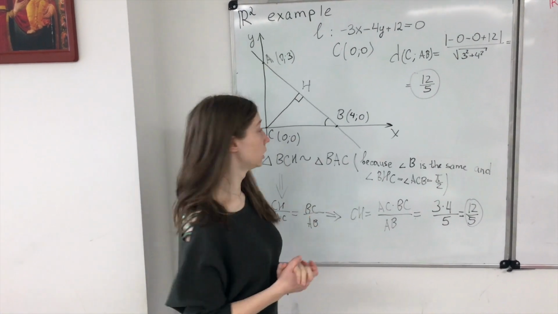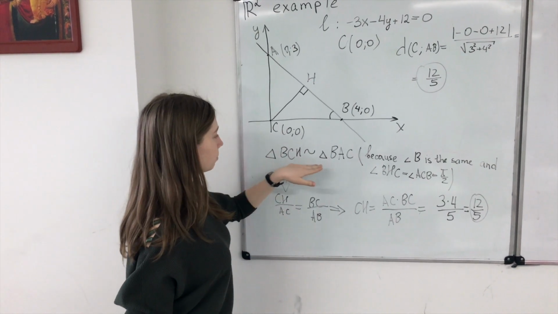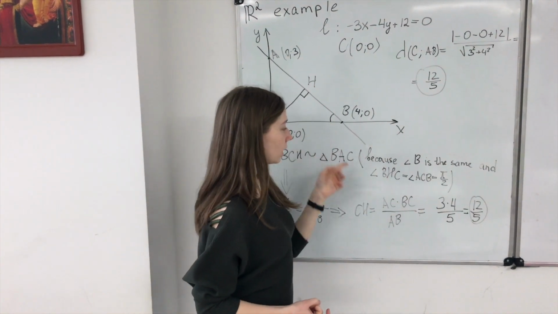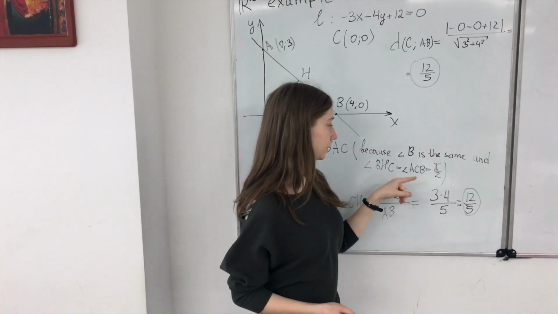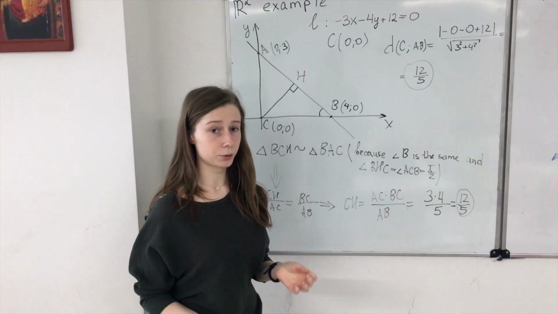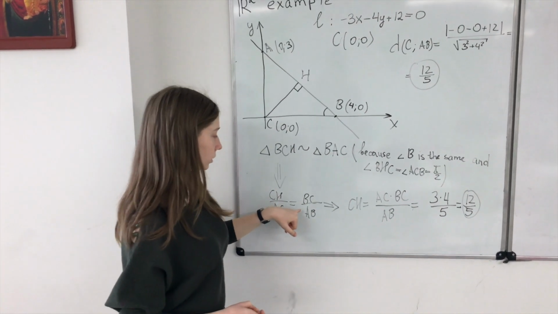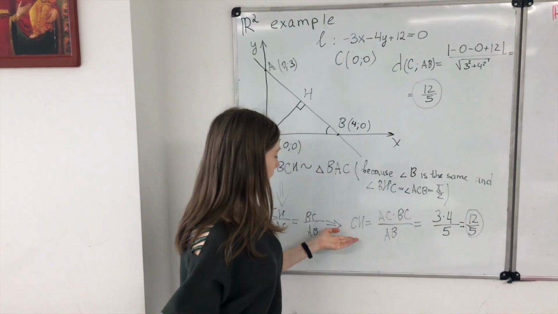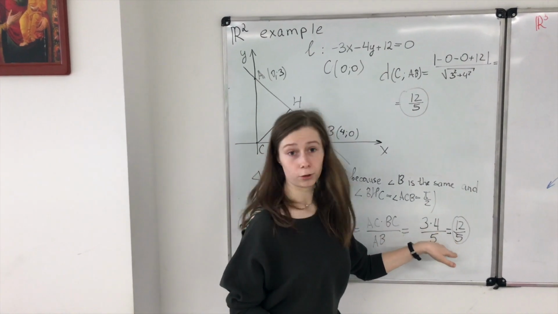Let's check our result. There we have two triangles, BCH and BAC. They are similar because they have the same angle B, and angle BHC equals angle ACB, which is 90 degrees. And after that we have that CH over AC equals BC over AB from the similarity of triangles. And from that we get such equations where CH equals 12 over 5. So it proves that our result is correct.